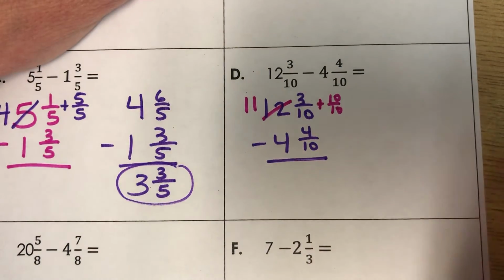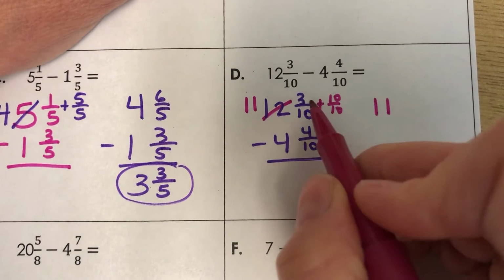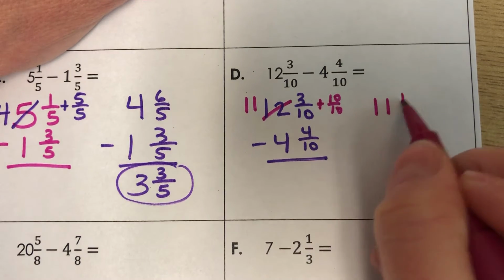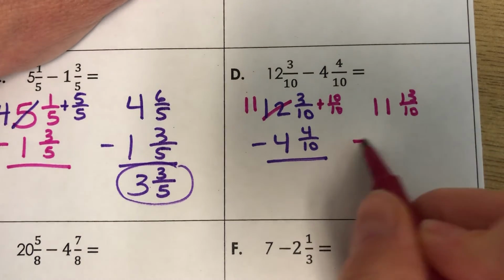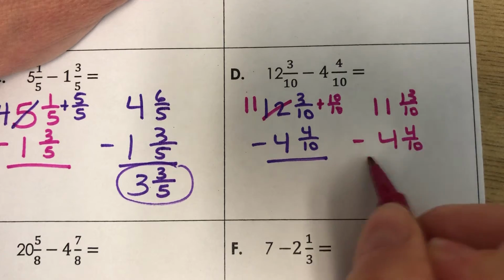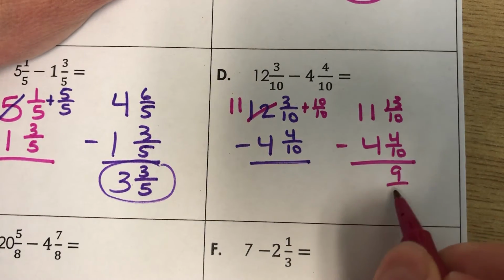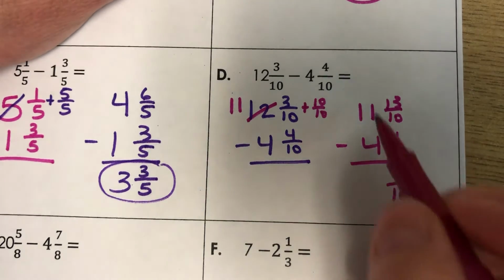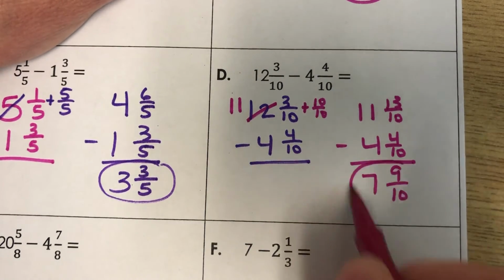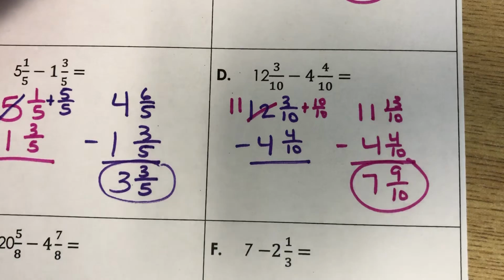So now what do I have? I have 11, and 3/10 plus 10 tenths is 13 tenths, minus 4 4/10. And now we're ready to roll. 13 minus 4 is 9. My denominator stays the same. And 11 minus 4 is 7. So 7 9/10 is what you should have.